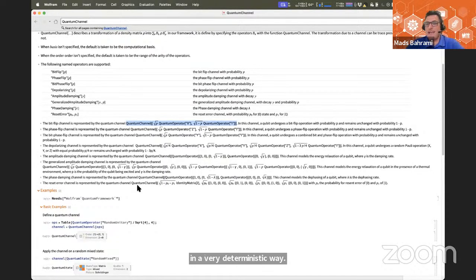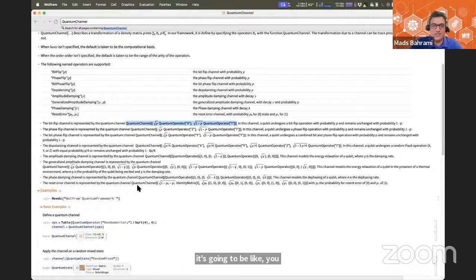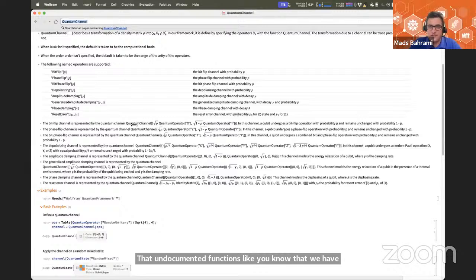Now, if you are asking about a dynamical equation that is stochastic, and then you want to make it nonlinear, it's a completely different story. Let's see, do I have those undocumented functions that we have now? Let me think if I can find it quickly. Nick, you know which one I'm talking about? The state diffusion examples.